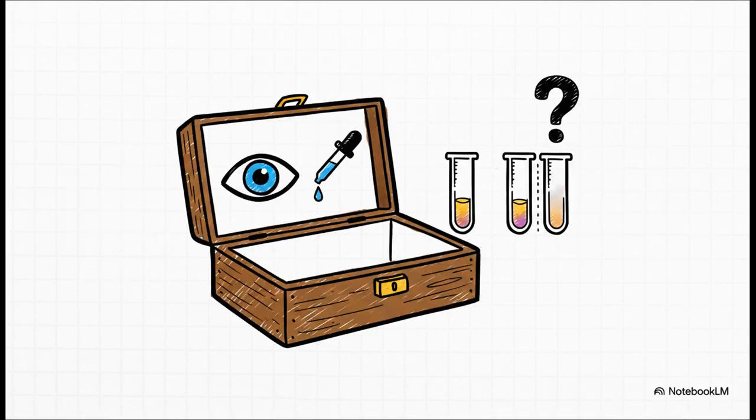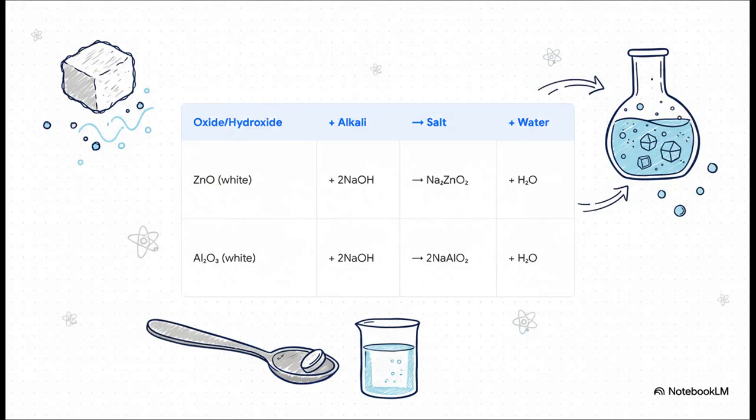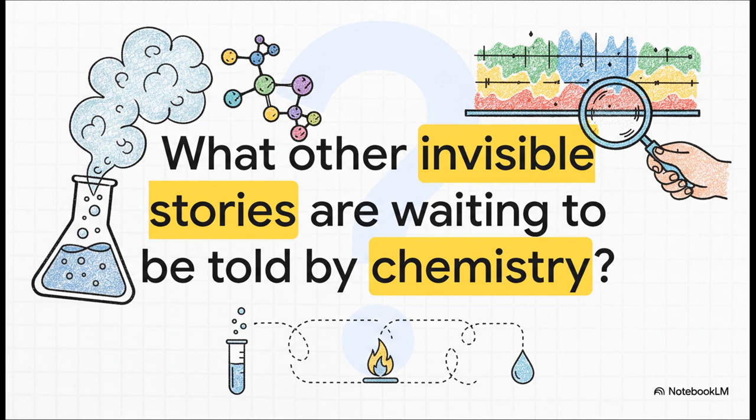So, to recap your detective kit: observe the color, react, check the result, then confirm. And these ideas aren't just for identifying salts in a test tube. They're much bigger than that. These same principles help explain how alkalis react with solid metal oxides, not just dissolved ions. Which makes you wonder, what other invisible stories are out there just waiting to be told?